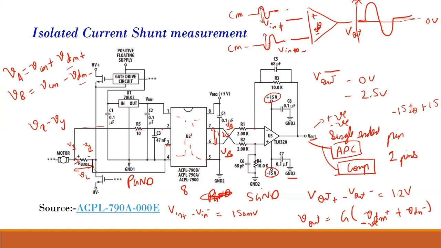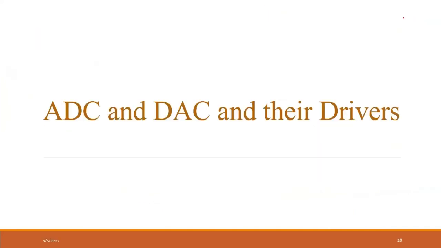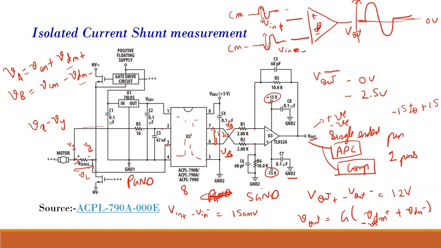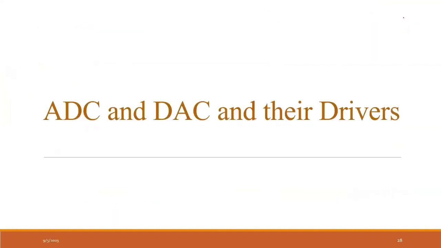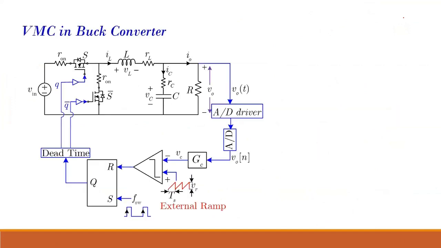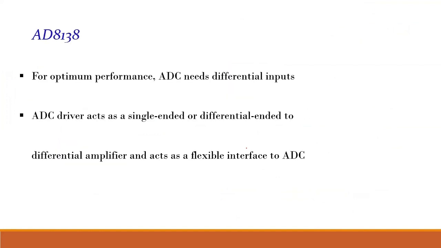Okay, so we'll proceed further. This is another way of isolated current sensing. Now we will go for ADC and DAC. They have drivers. Okay, we'll go quickly through this. So this is my output voltage. We have an ADC driver, and then that goes to the ADC, and then we get a signal. What they say is the ADC driver converts a single-ended or differential-ended signal to a differential signal.